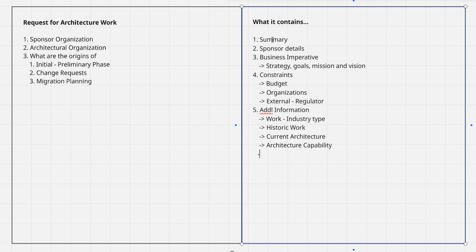And then if there are any links, documents, documentation, anything related to this organization, then all those things can be part of this one. And then comes the last but not the least, the success criteria. So how is the sponsor organization going to see the success of this architecture work project? It can be short term, it can be milestone based, or it can be long term. Whatever criteria they are looking into, that should be mentioned in the success criteria.